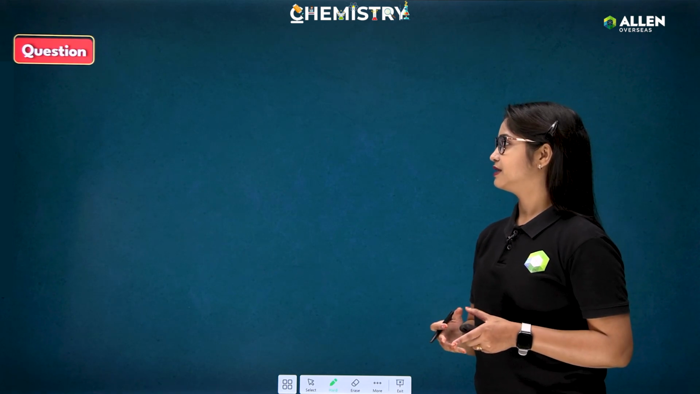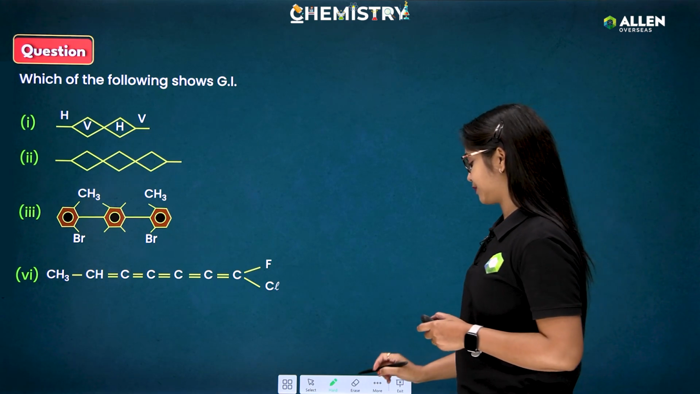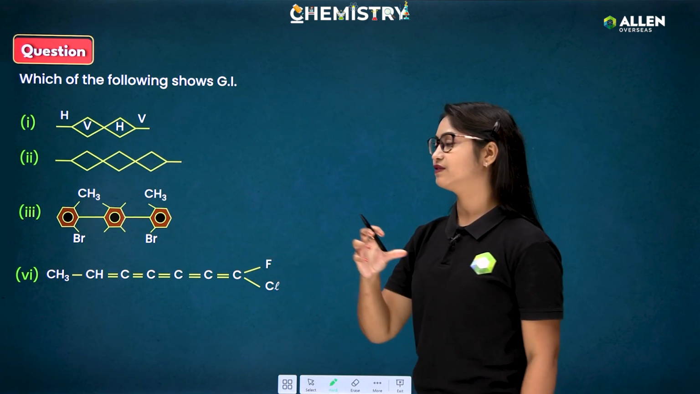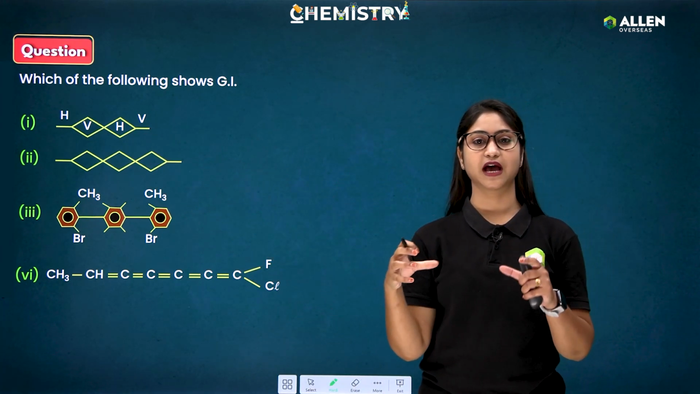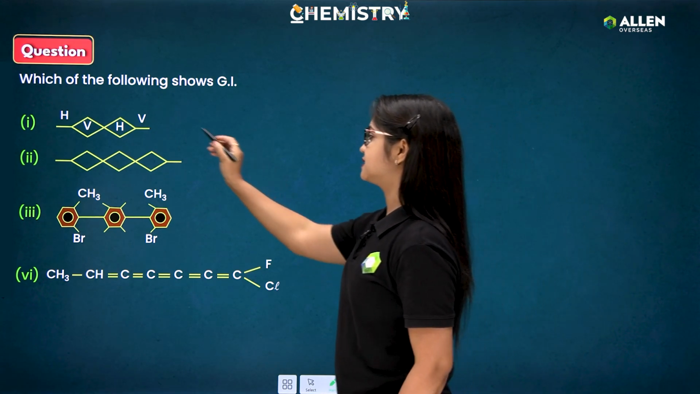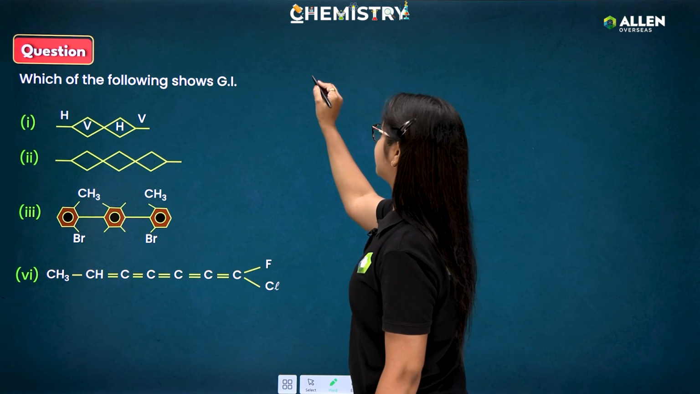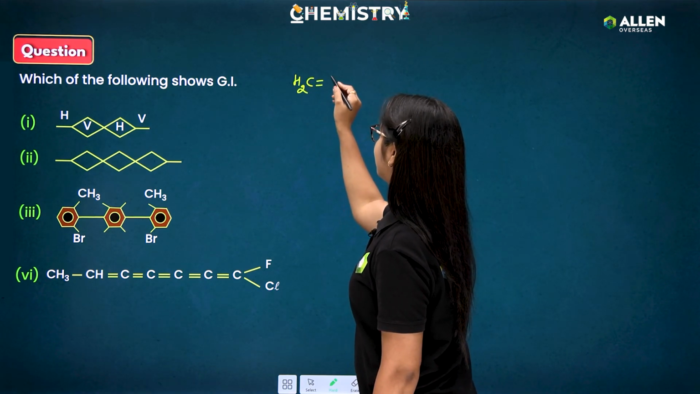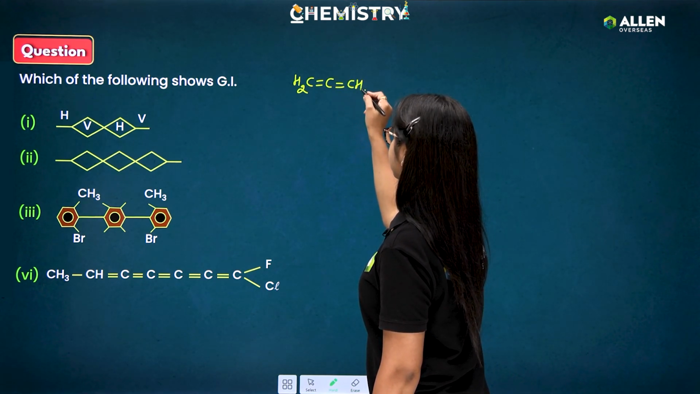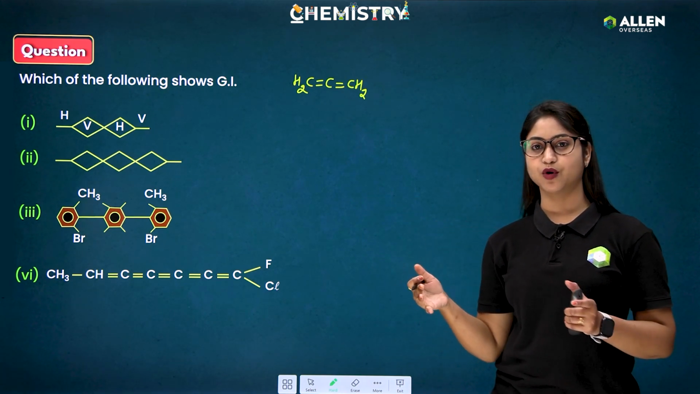Now let's see this question and try to find out which compound will show geometrical isomerism. In the first and second compounds you can see that we have four-membered rings directly connected to each other continuously. This situation is actually equivalent to allenes. If you remember the case of allene, CH2=C=CH2, this is the simplest allene. Allenes are organic compounds having cumulative double bonds like this.